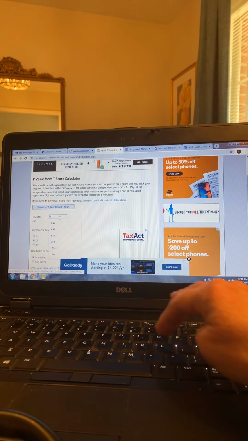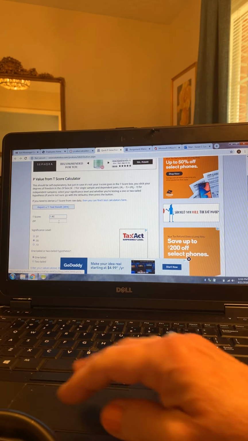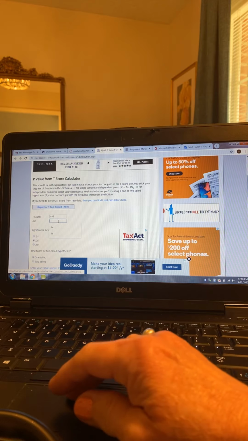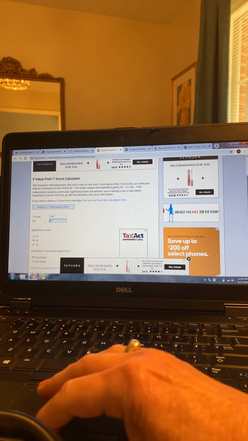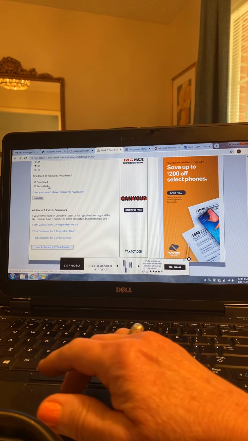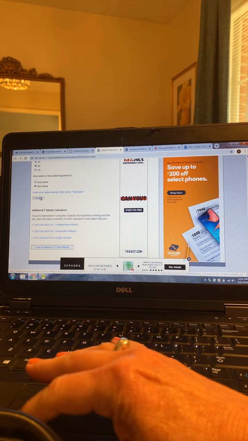So you're going to put in 1.46. You're going to put your degrees of freedom, really simple. So that was 25 minus 1 is 24. You can see I've done this one before. You can pick your level of significance. It's 0.05. And remember, we're still doing a two-tail test. Press calculate.